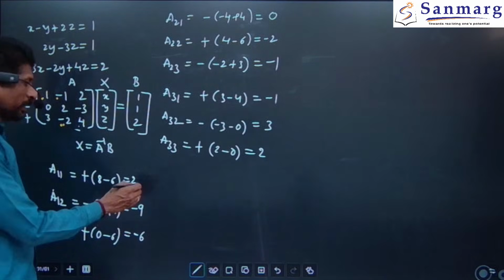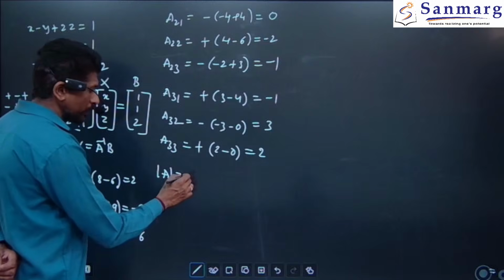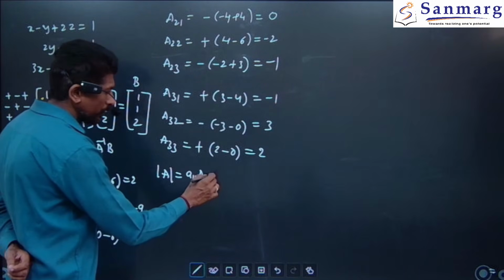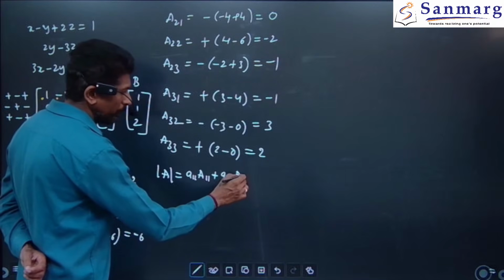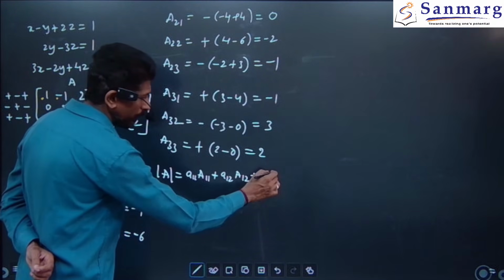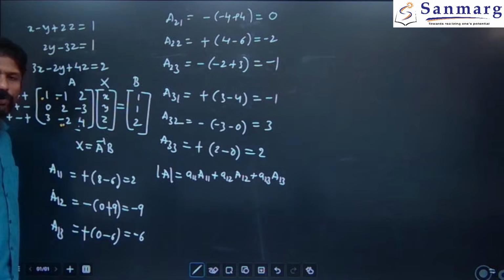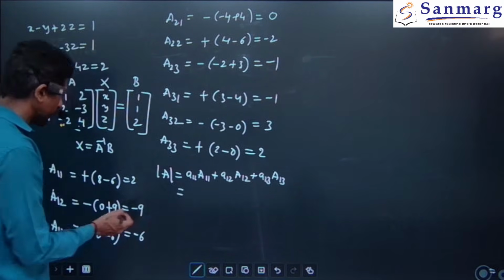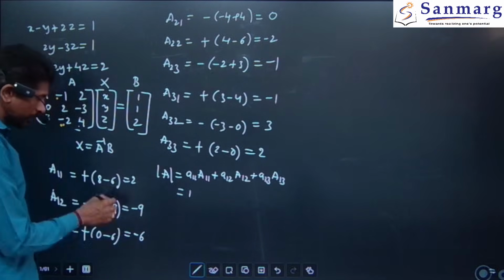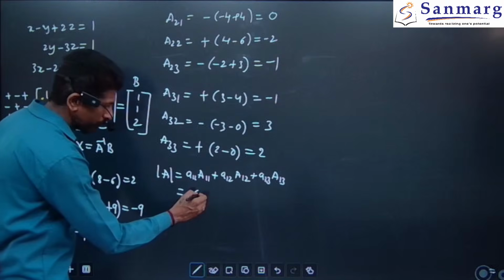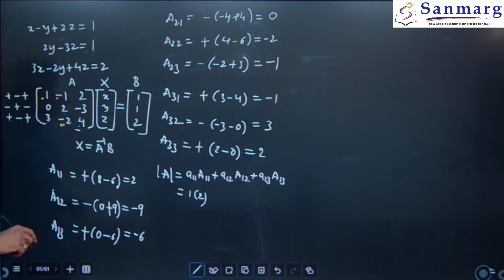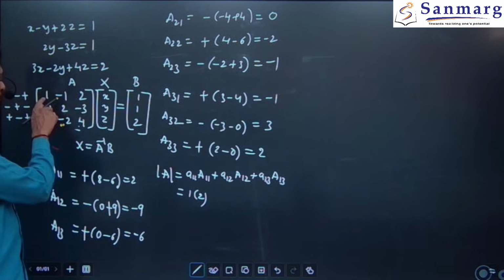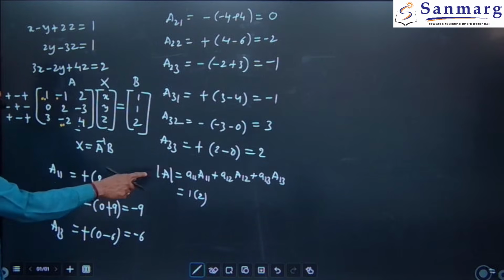By taking this one only, you can also find the determinant of A, because a11 A11 plus a12 A12 plus a13 A13, any one row or any one column, elements and cofactors, if you sum them, automatically we will get the determinant of A. So a11 is nothing but 1. Capital A11 is nothing but 2. Small a11 is the element of the A matrix, first row first column element. Same way, this one and the cofactor of a11 you have to multiply.